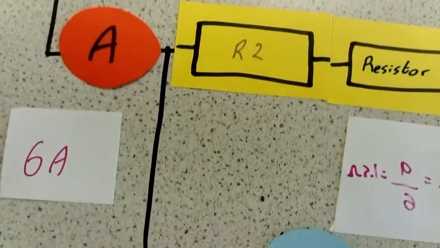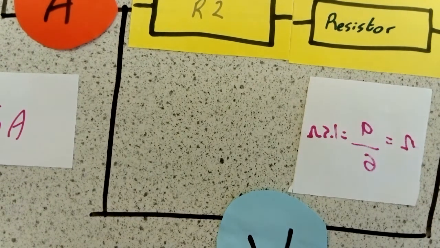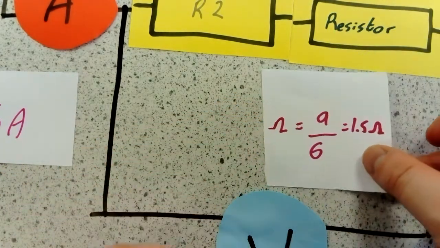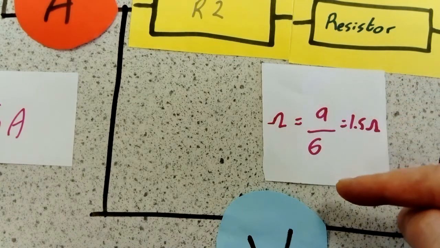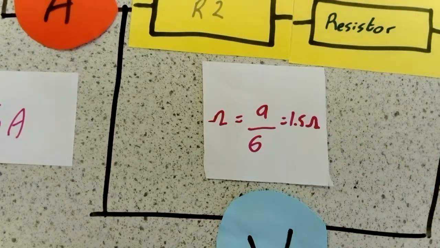For resistor 2, or the series of resistors 2, we're going to have 9 volts again. This time we've got 6 amps. So to work out the resistance, we'll do 9 volts divided by 6 amps, which would give us a total resistance of 1.5 ohms.